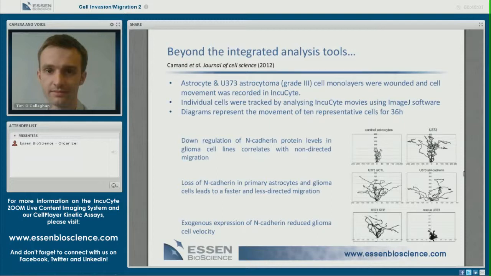The team showed that downregulation of endophilin levels in glioblastoma cell lines correlates with non-directed migration as compared to the control astrocytes. They also showed that loss of endophilin in primary astrocytes and glioma cells leads to a faster and less directed migration, and that exogenous expression of endophilin reduces glioma cell velocity and begins to phenocopy the control astrocyte cell movement pattern.